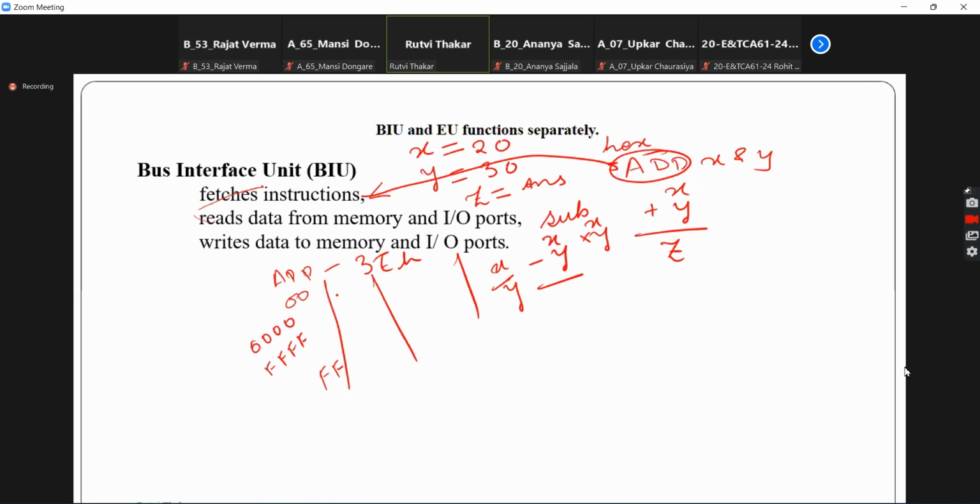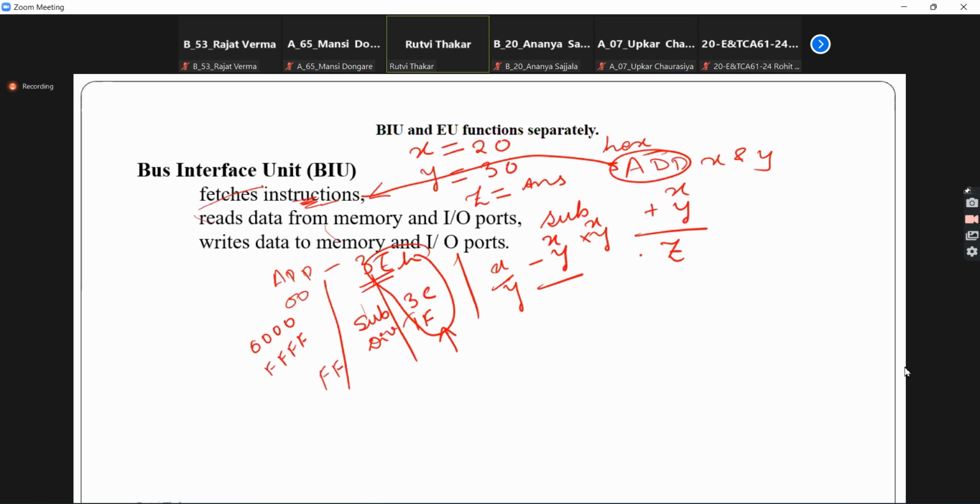All of these are predefined. If I write add, it will have its own number. If I write subtract, it will have its own number. If I write division, it will have its own number. We don't have to remember these particular numbers. These numbers are converted from the internal memory, where they are already stored, and your BIU will fetch that particular number.